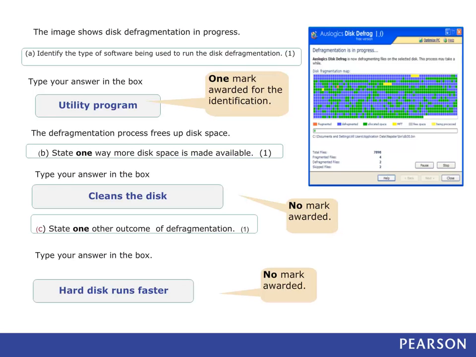Acceptable responses are: to fetch instructions and commands, to decode instructions and commands, to execute, carry out, handle instructions and commands. Performs calculations would also have been accepted.